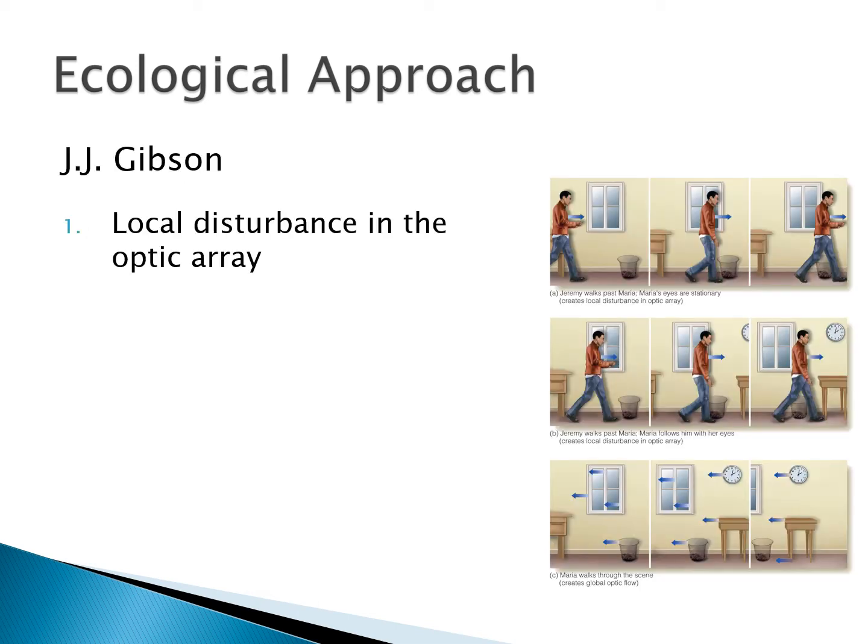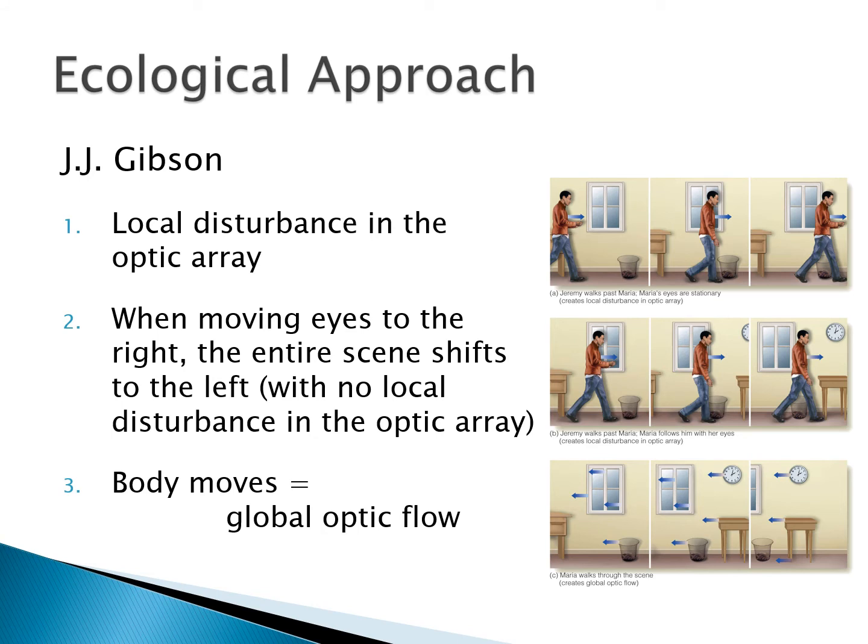So the way J.J. Gibson talks about this is all in what's happening out in the environment. And what's happening then with Jeremy when he is moving in the environment is that he is causing a local disturbance in the optic array. So remember, the optic array includes things like optic flow, the gradient of flow, the focus of expansion, those invariant pieces of information that tell us about our own movement through the environment or movement in the environment. And in this case, the optic array is this room, and as Jeremy's moving through this room, he's creating this local disturbance.